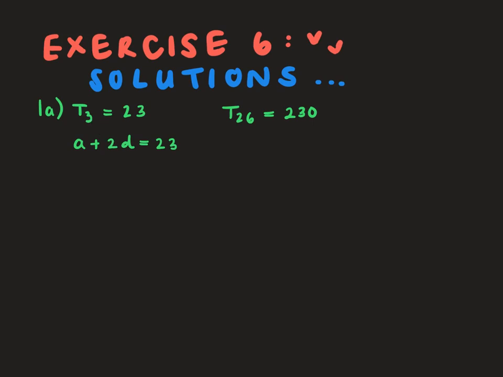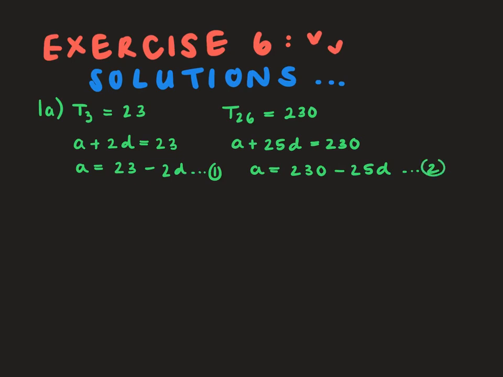So what would the 26th term be? Good, A plus 25D. All right, remember, coefficient of D, 1 less than the position of the term. Now, I like to make A the subject of the formula here, since it has a coefficient of 1. And then it makes it really easy. We're just going to equate these two equations, all right? So we're going to let 23 minus 2D equal 230 minus 25D.